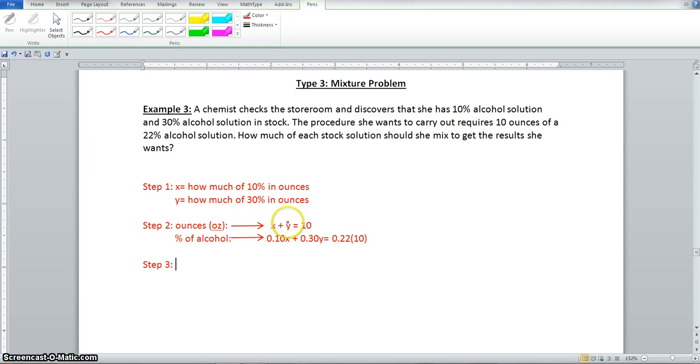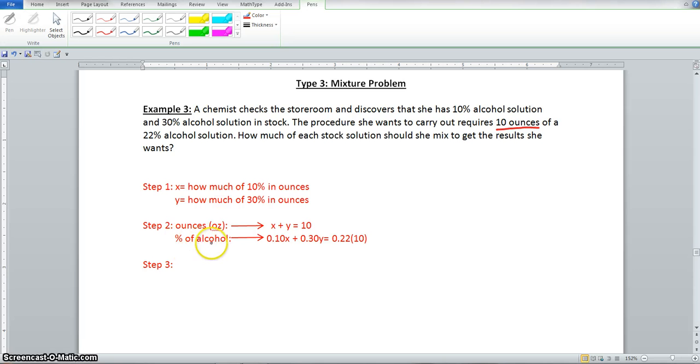Now, step 2, we're going to write our system of two equations. The first equation we're going to write out in ounces. So we know we wanted to end up with 10 ounces of a 22% alcohol solution. So we'll take how many ounces we had for 10% plus the ounces we have for the 30%, and that should give us a total of 10 ounces. So that's why we get x plus y equals 10 oz. OZ is the abbreviation for ounces.